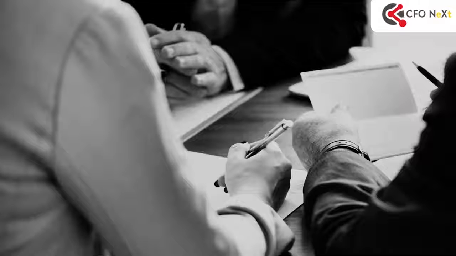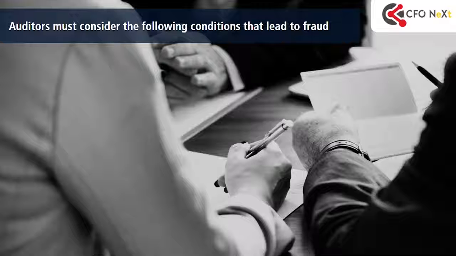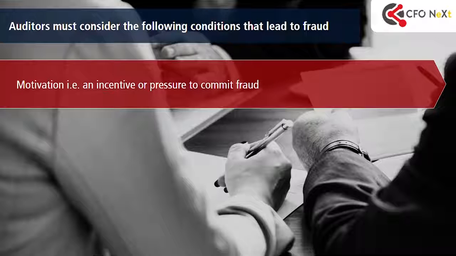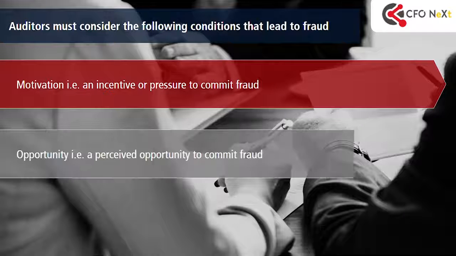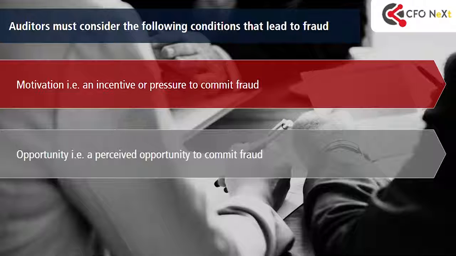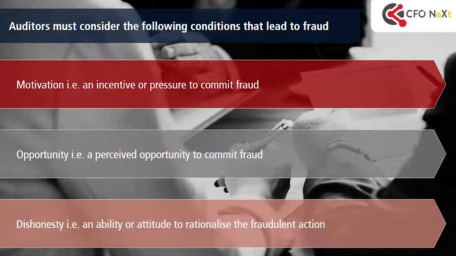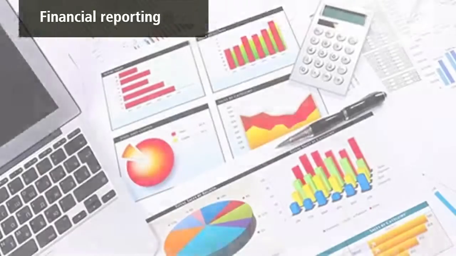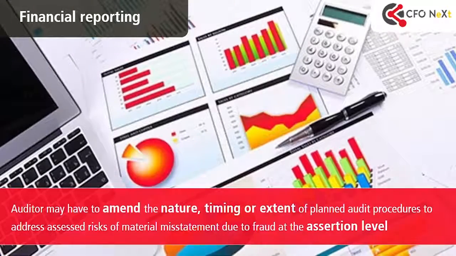In determining an approach to fraud, auditors must consider the following conditions that lead to fraud: motivation, that is an incentive or pressure to commit fraud; opportunity, that is a perceived opportunity to commit fraud; dishonesty, that is an ability or attitude to rationalize the fraudulent action. Similarly, the auditor may have to amend the nature, timing, or extent of planned audit procedures to address assessed risks of material misstatement due to fraud at the assertion level.